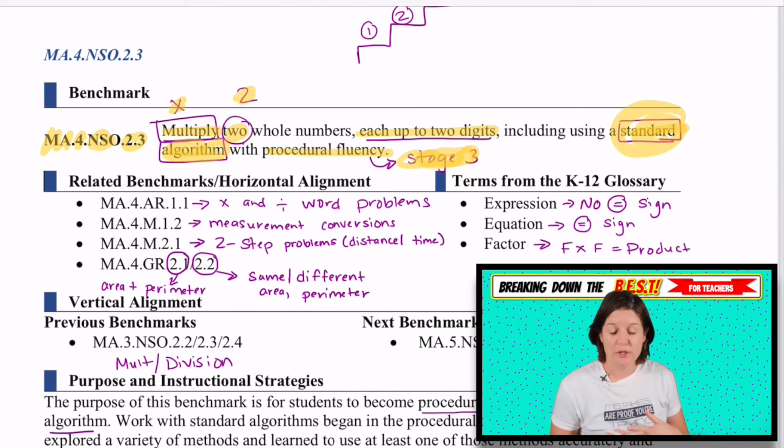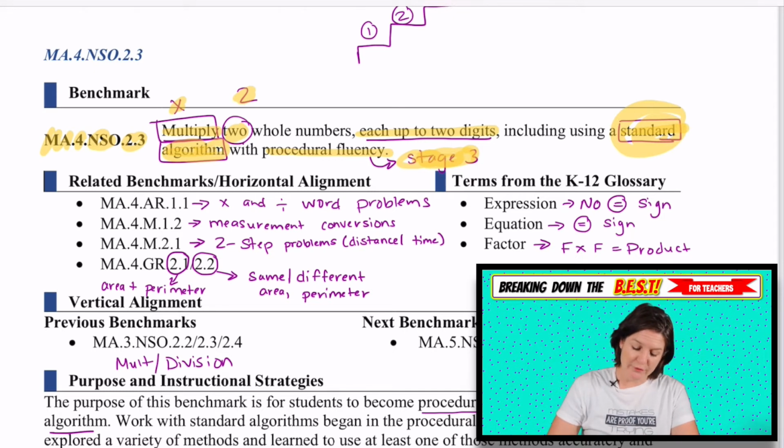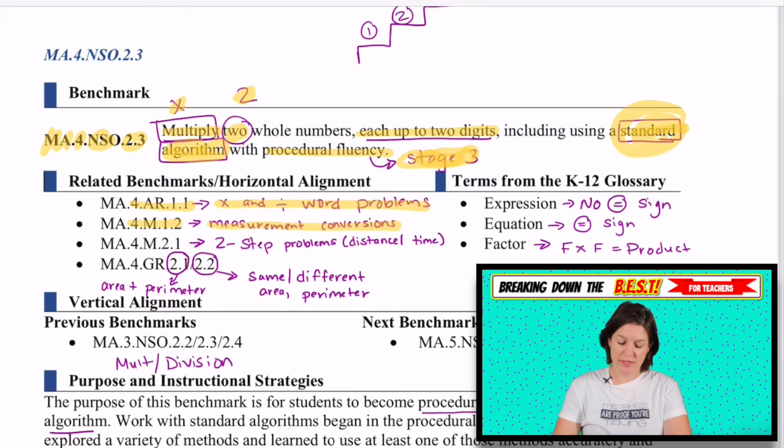There's a bunch of related benchmarks actually, because this is a multiplication standard, and multiplication has a lot to do with other standards too. Like 4.AR.1.1 is where we're multiplying and dividing word problems. It also relates to 4.M.1.2, which is the measurement conversion standard. 4.M.2.1 is a 2-step problems involving distance and time. And then we have some area and perimeter standards. Basically, it's the area that we're going for here, which would relate to this standard.